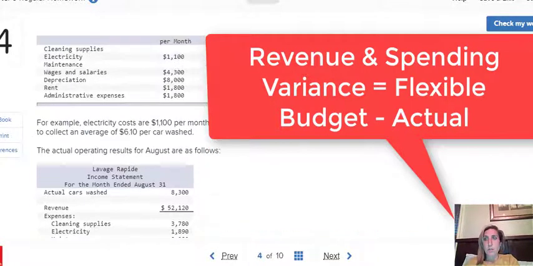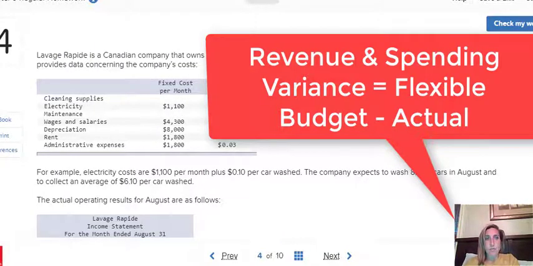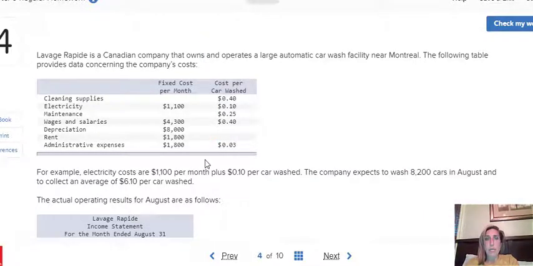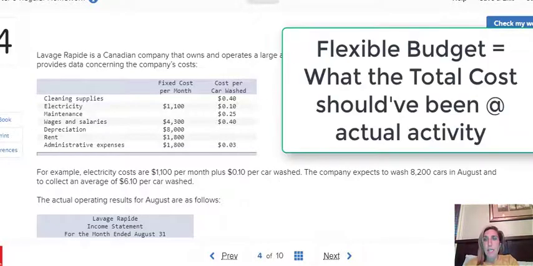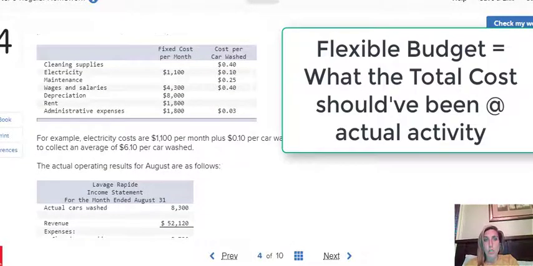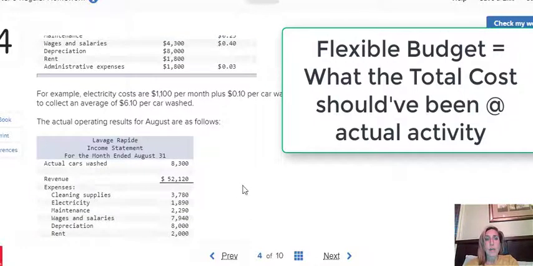cost. So the top information is the standard cost. And when you create your flexible budget, which is the first step, you will base the total cost in the flexible budget on the actual cars washed. So you're going to have to do several multiplication problems to calculate the total cost that should have been incurred when they washed the actual number of cars washed in your problem.